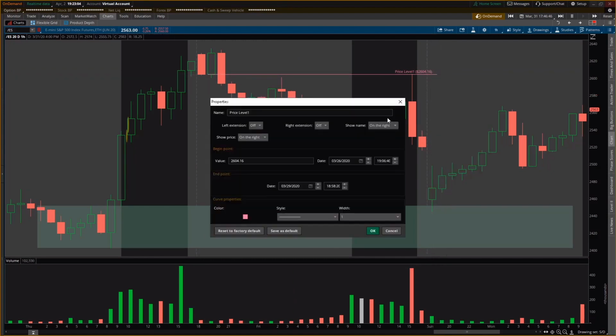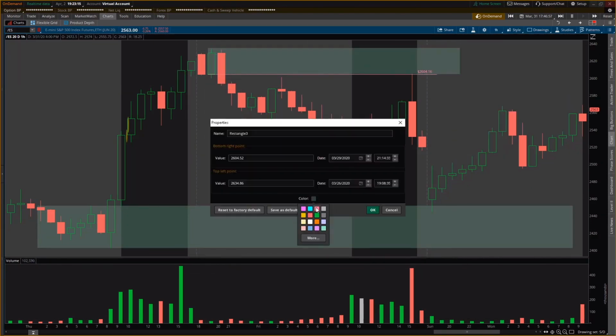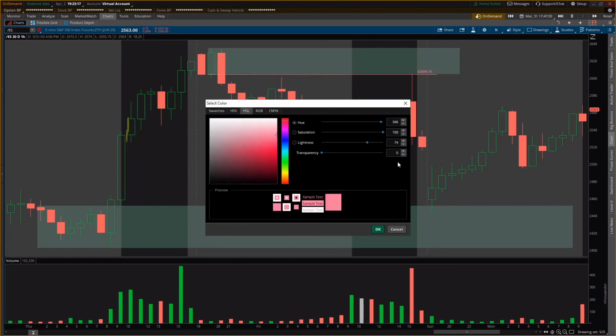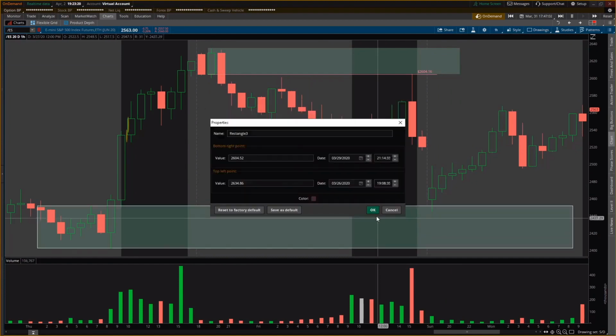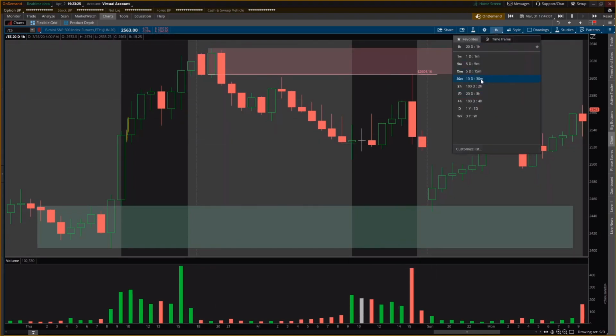So let me click this, show name, do not show. And then we could draw our rectangle right here. Like I said, we make it pink. I go to more, I change the transparency to 75 so we can see behind the candle. So now what we do is go into a smaller time frame.